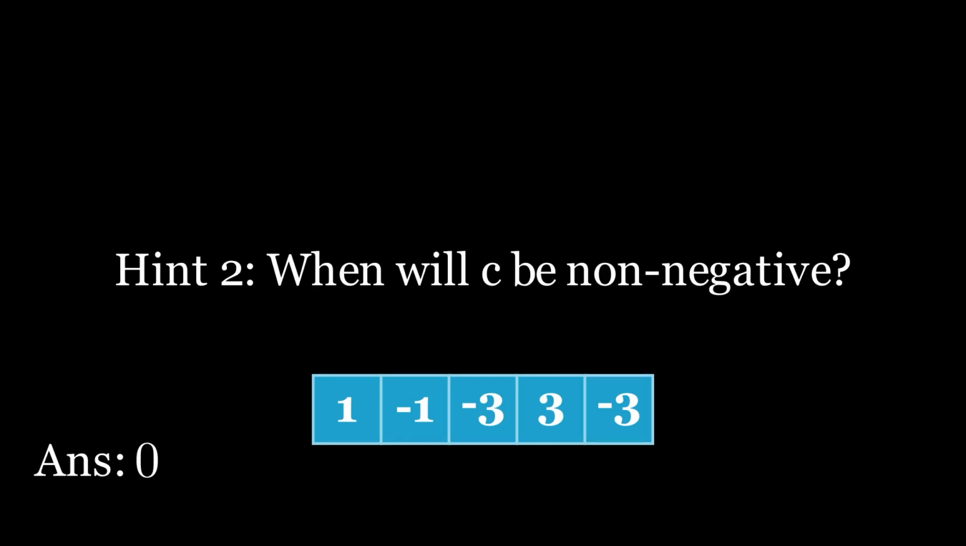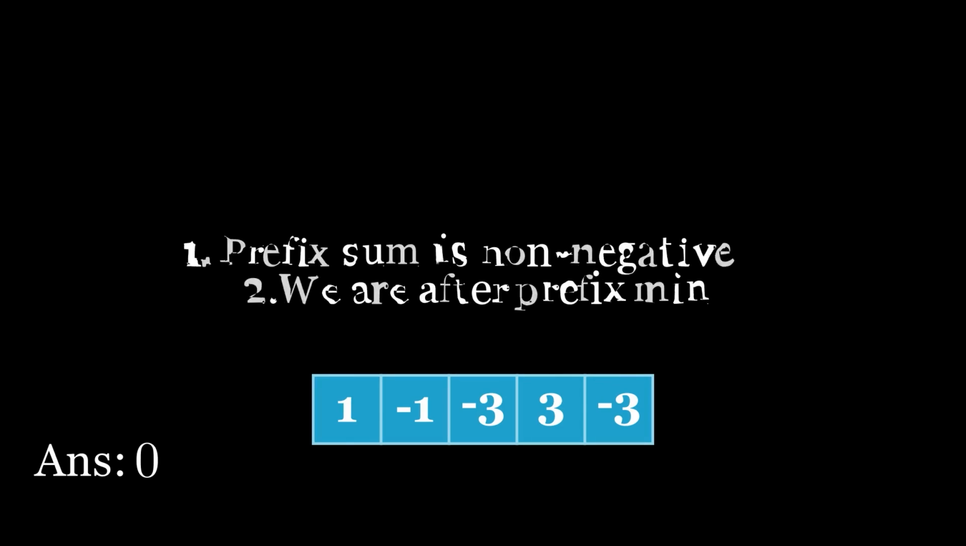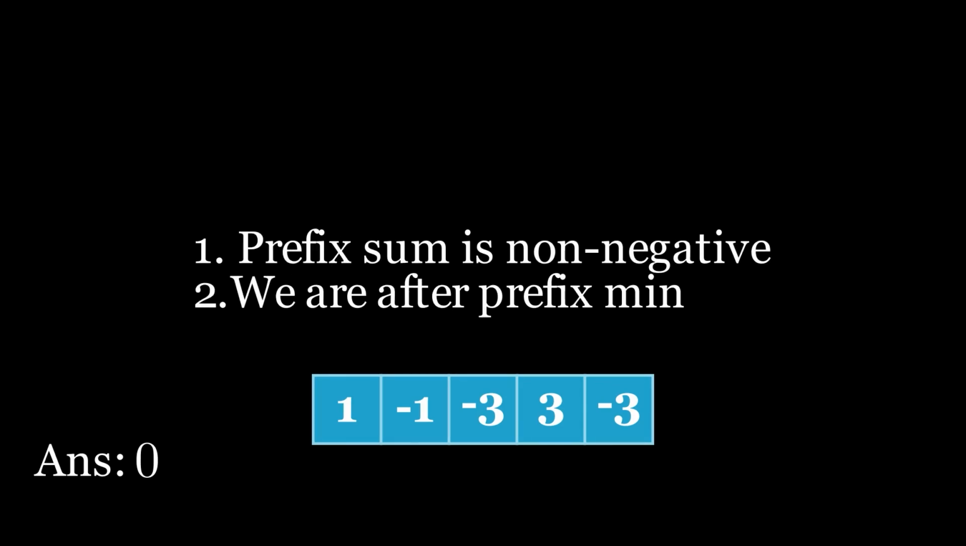When will C be non-negative? Firstly, the most straightforward way C will be non-negative is if the prefix sum is non-negative. However, the case that is harder to spot is anytime after the prefix min, we can choose either because C will be non-negative. This is because due to the index being the local minimum, every other prefix sum after it will be equal to or greater than it, never being lesser. So we always have the option of picking either.